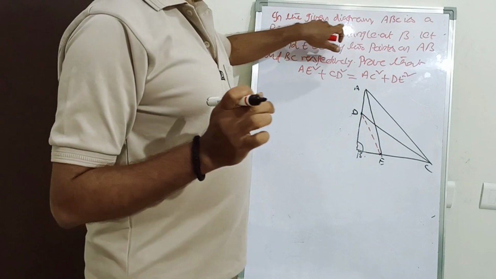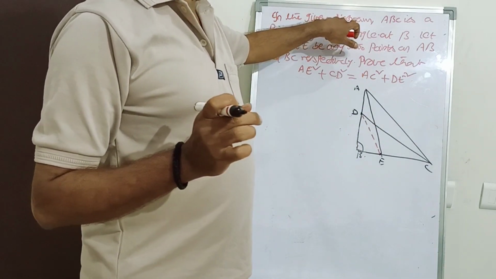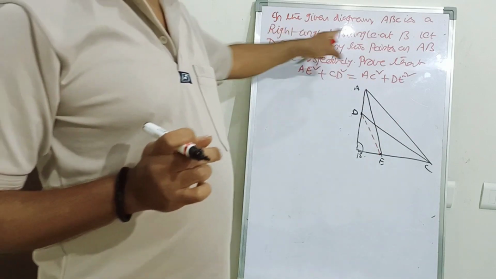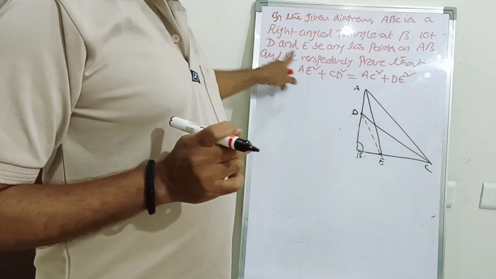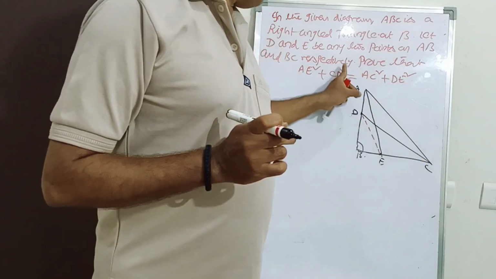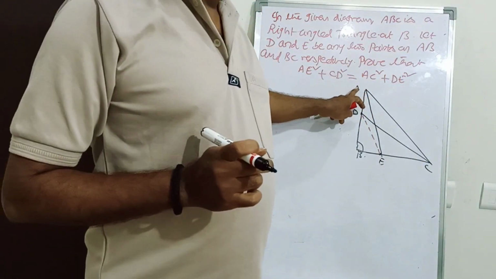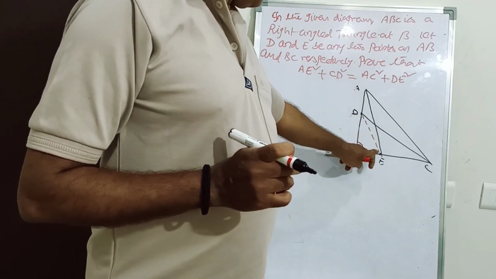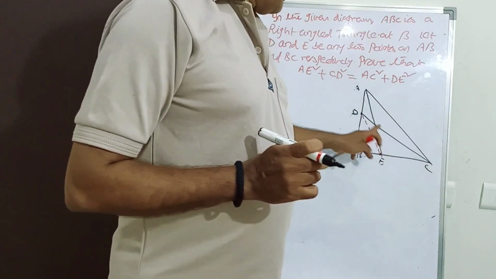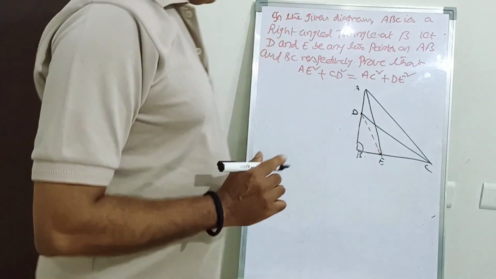Now let's move on to one more important riddle. In the given diagram, ABC is a right angle triangle, right angle at B. Let D and E be any 2 points on AB and BC respectively. Prove that AE square plus CD square is equal to AC square plus DE square.